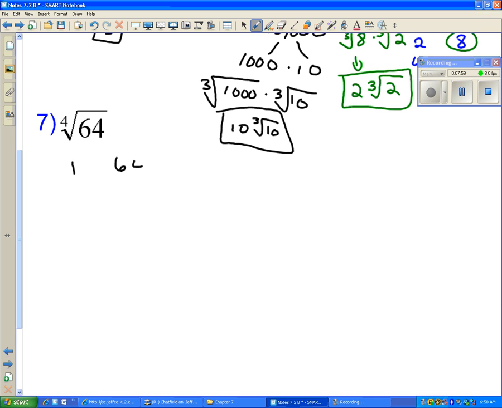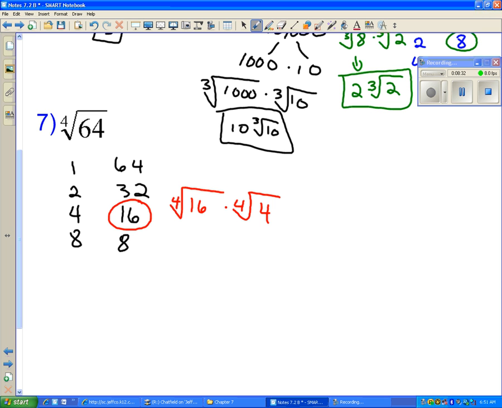It's 1 and 64, 2 and 32, 3 doesn't work, 4 times 16, 5 doesn't work, 6 doesn't work, 7 doesn't work, 8 times 8 is 64. There's my repetition. I can stop. My perfect fourth power is 16. So I want the fourth root of 16 times the fourth root of 4. The fourth root of 16 is 4.